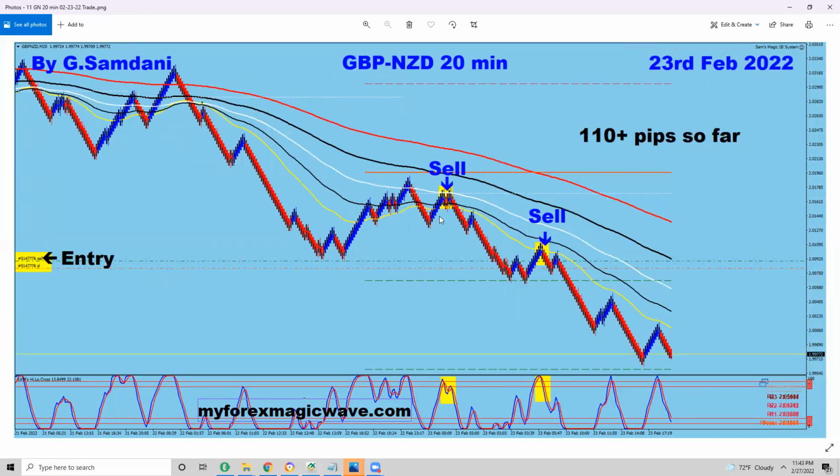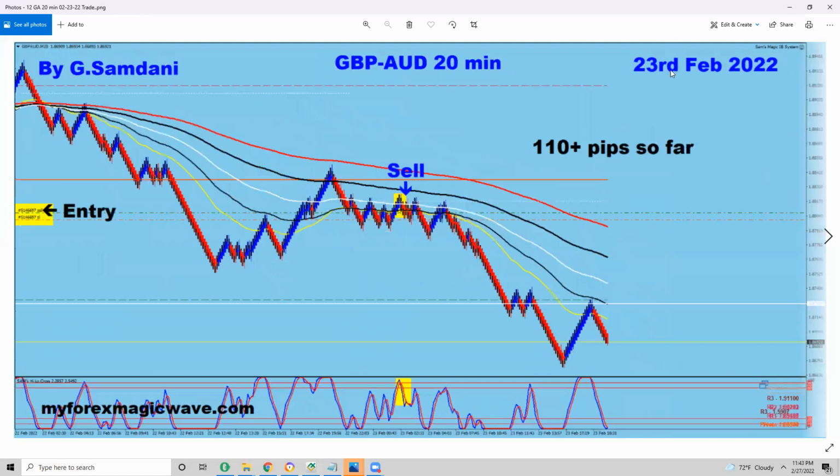This was the 22nd entry, and then the 23rd close. So on the 23rd, Pound Aussie sell order here, from here all the way down, 110 pip.